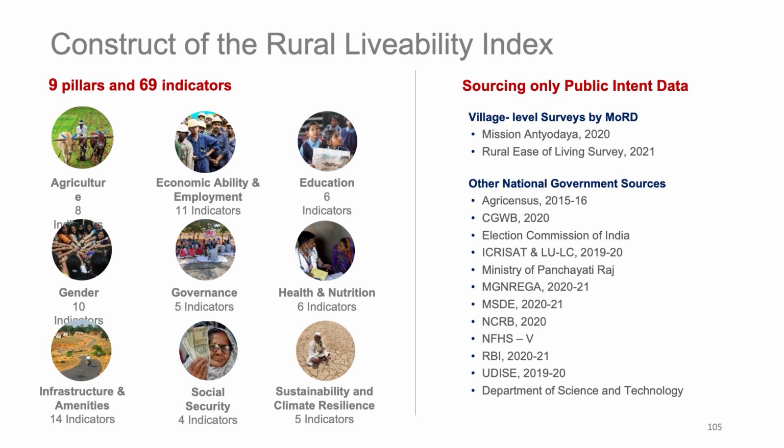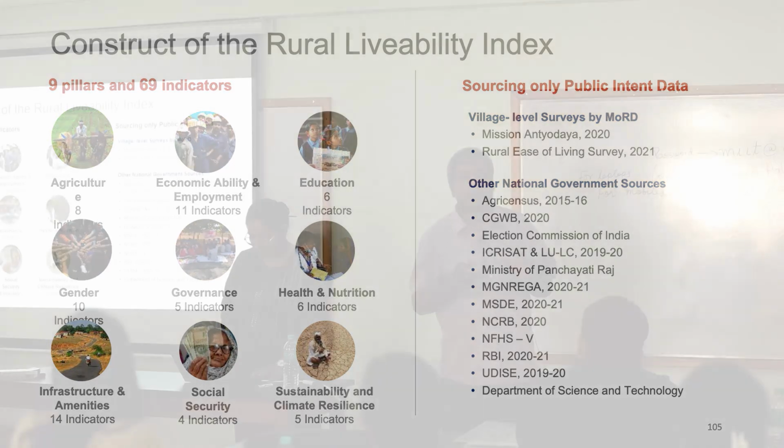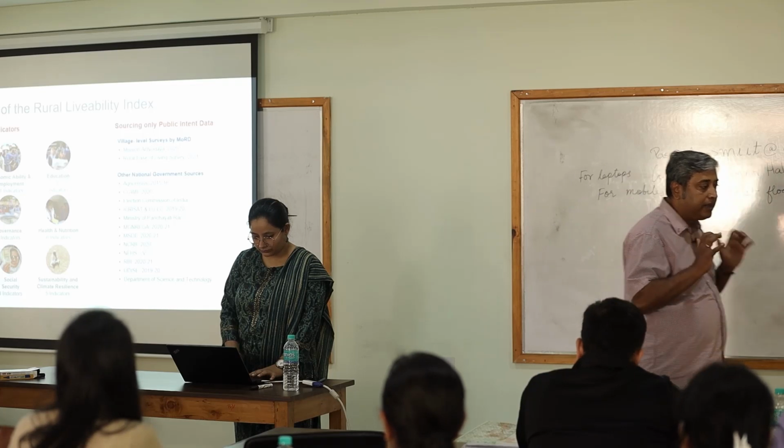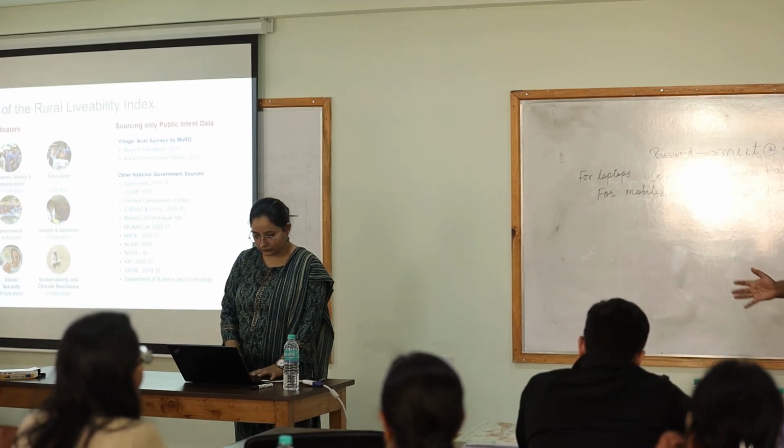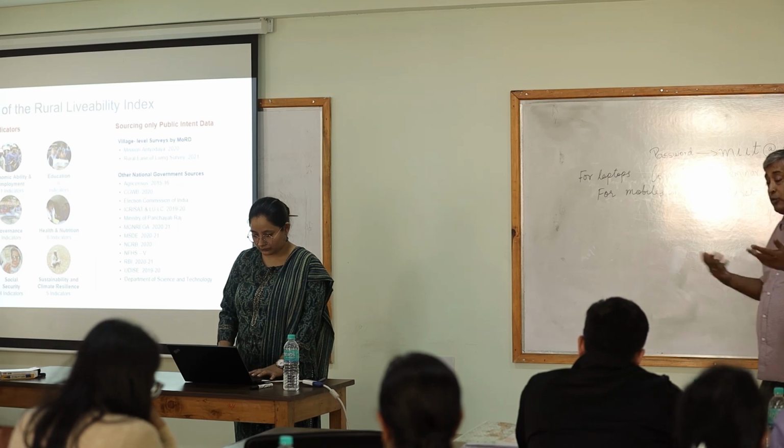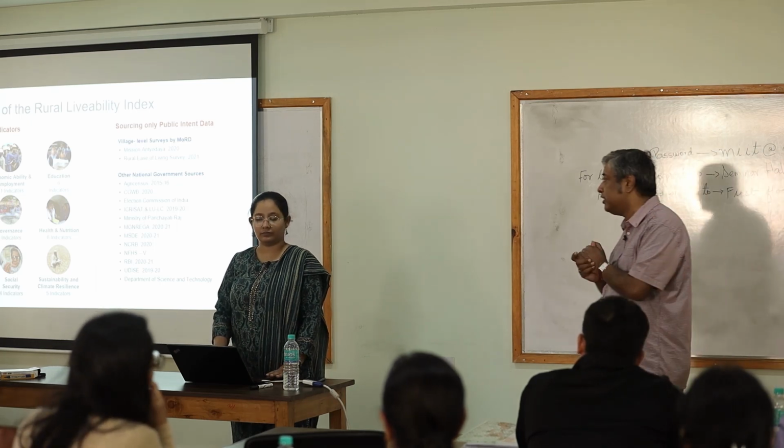So, we did a lot of studying and we realized that quality of life can be defined by these 9 thematic areas: agriculture, economic ability and employment, because money is important, employment is important, then education, gender, governance, health and nutrition, infrastructure and amenities, social security, and finally sustainability and climate change. These are the 9 big ticket items which determine somebody's holistic quality of life in rural India. I would presume also in urban India, but anyway, we are doing only rural India right now.